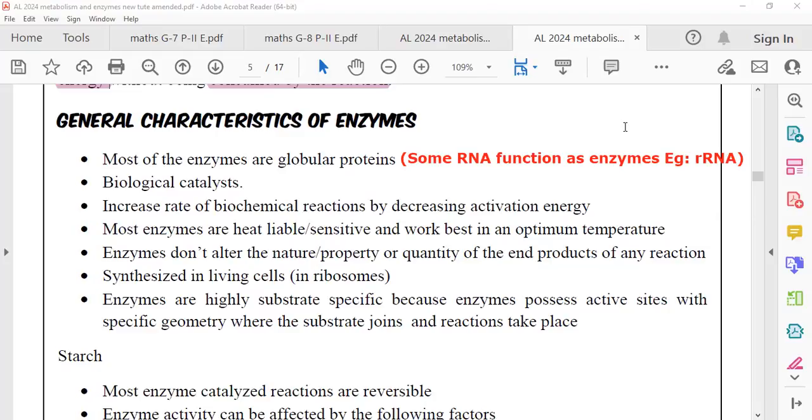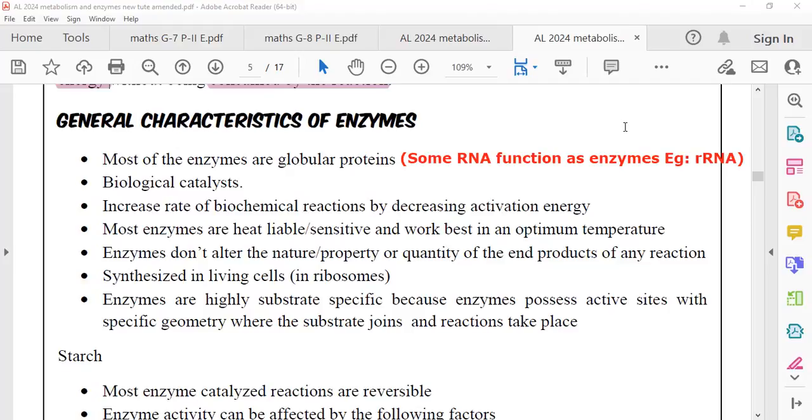In ribosomes, proteins are the ones produced. If RNA can function as an enzyme, RNA or rRNA is not produced in the ribosome. It is produced inside the nucleus. That is the truth. You studied that one in cell biology. So it is true, they are synthesized in living cells.